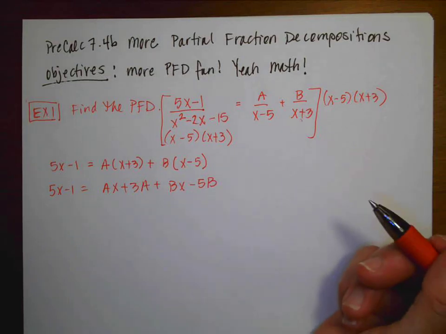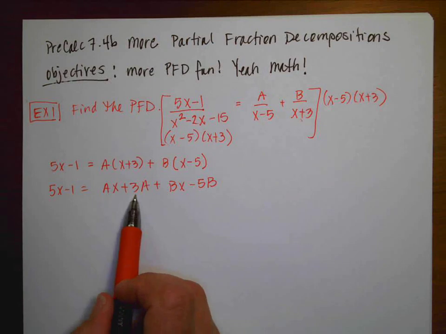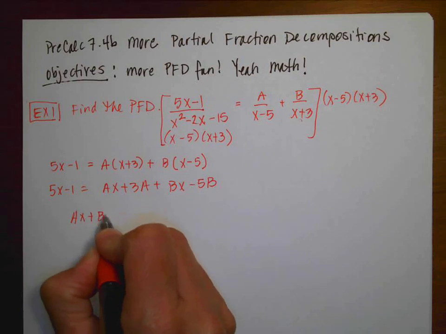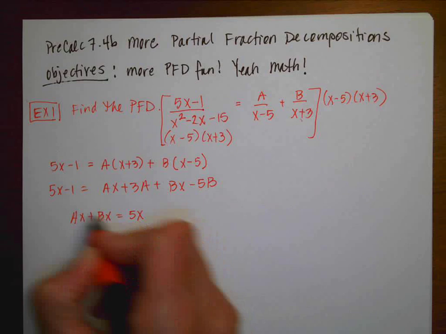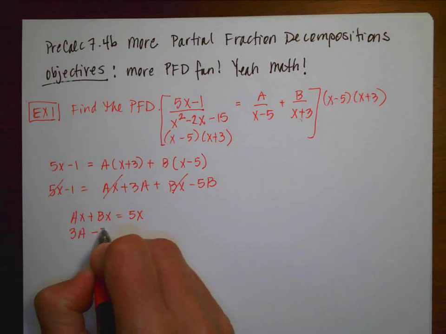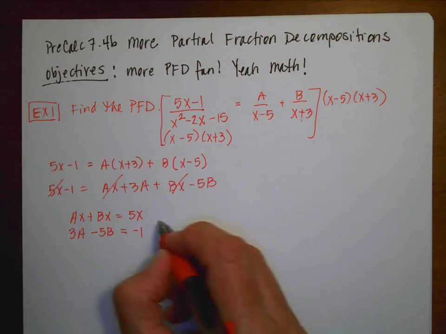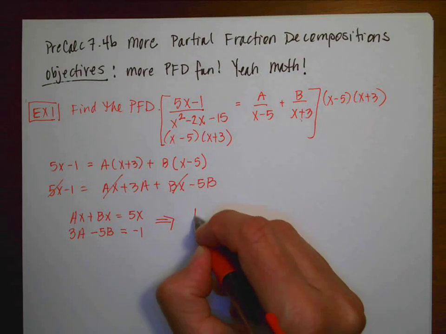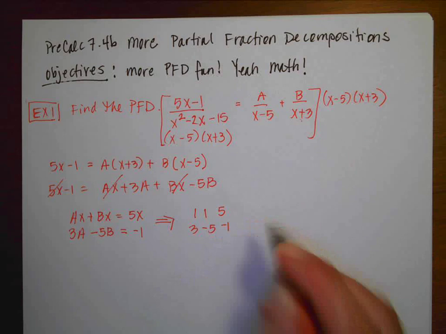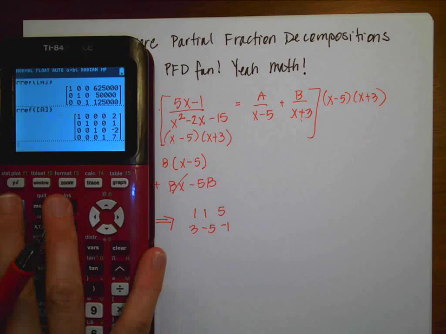In this one, I'm going to just start by writing my equations. I'm going to have a linear equation and a constant equation. So I'm going to have Ax plus Bx equals 5x, so I use those coefficients, and then 3A minus 5B is equal to negative 1. I'm going to drop this into a matrix: 1, 1, 5, 3, negative 5, negative 1. And I'll do this as we start this video just to remind us of the process.